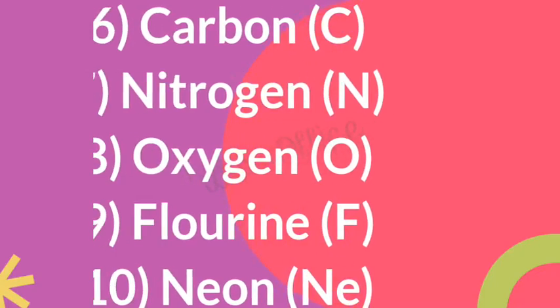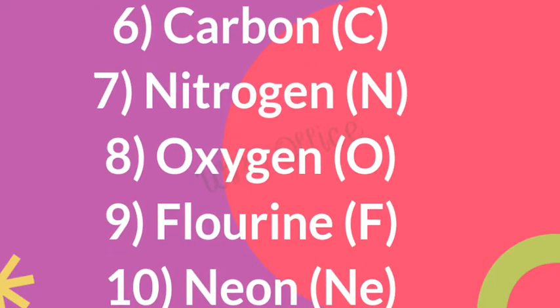The sixth element in the periodic table is carbon with chemical symbol C. Seventh element is nitrogen, chemical symbol N. Eighth element is oxygen, chemical symbol O. Ninth element is fluorine, chemical symbol F. And the 10th element is neon, chemical symbol Ne.